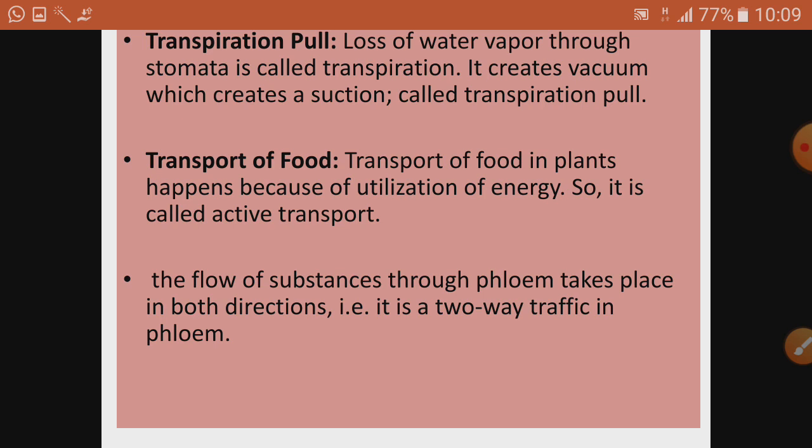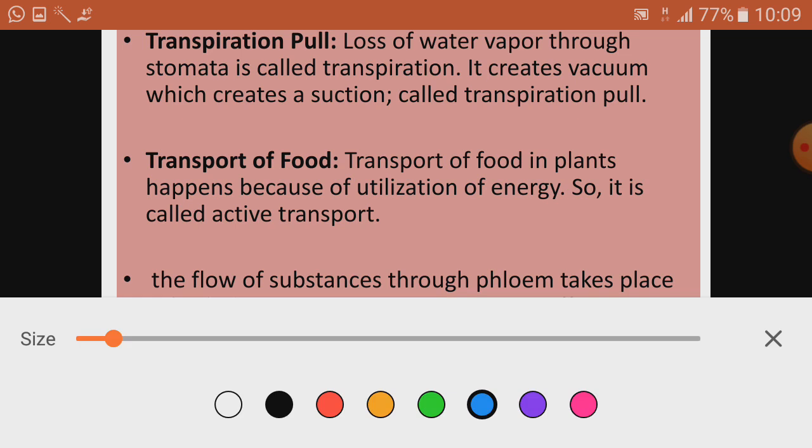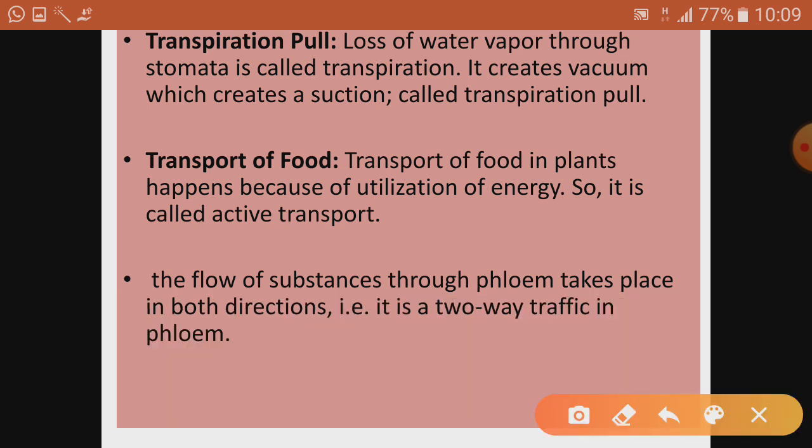distributed with the help of another conducting tissue, that is called phloem. So phloem plays an important role in translocation of the food. Why have I used a special word, translocation? Because when the food moves in phloem, it moves in a bidirectional or multi-directional form. It means from the leaves, the food is directed to all parts of the plant. So that is called bidirectional flow of the food.